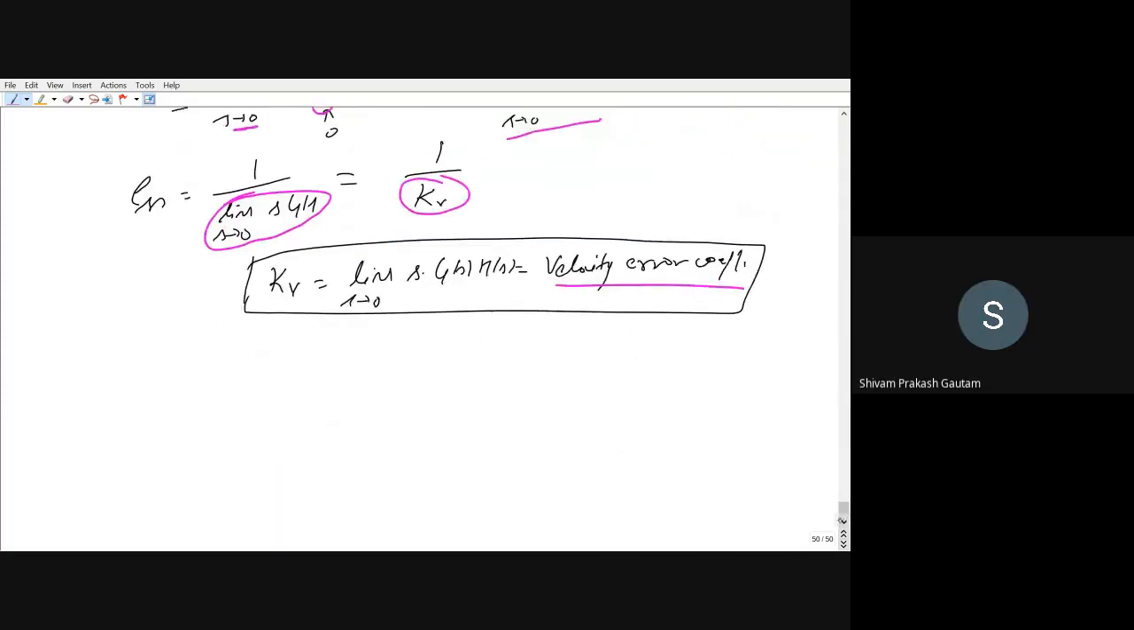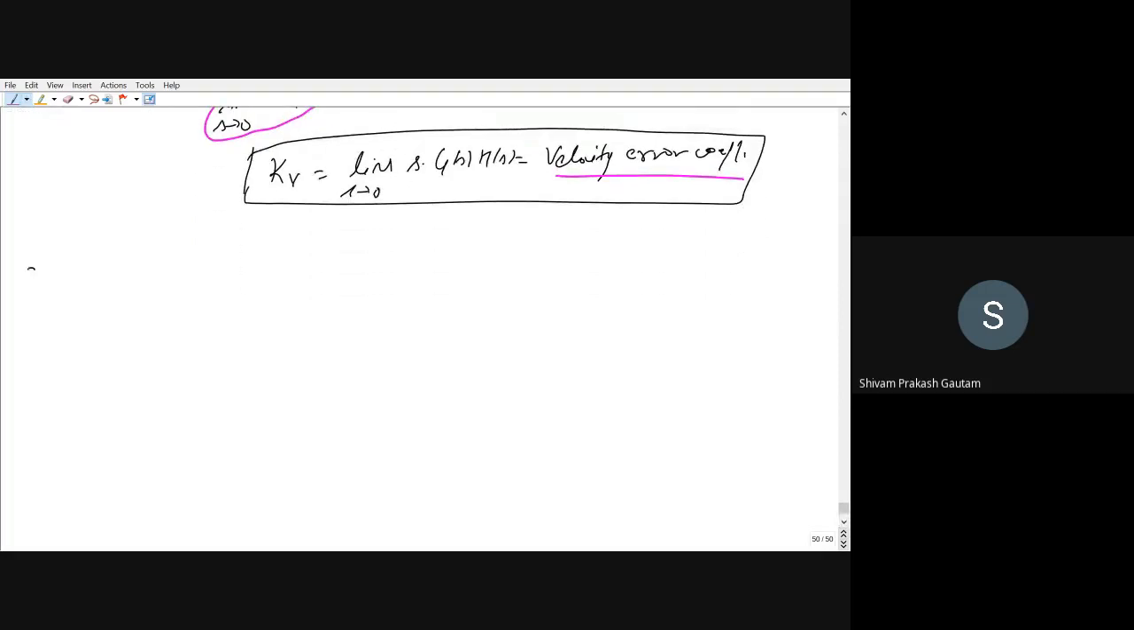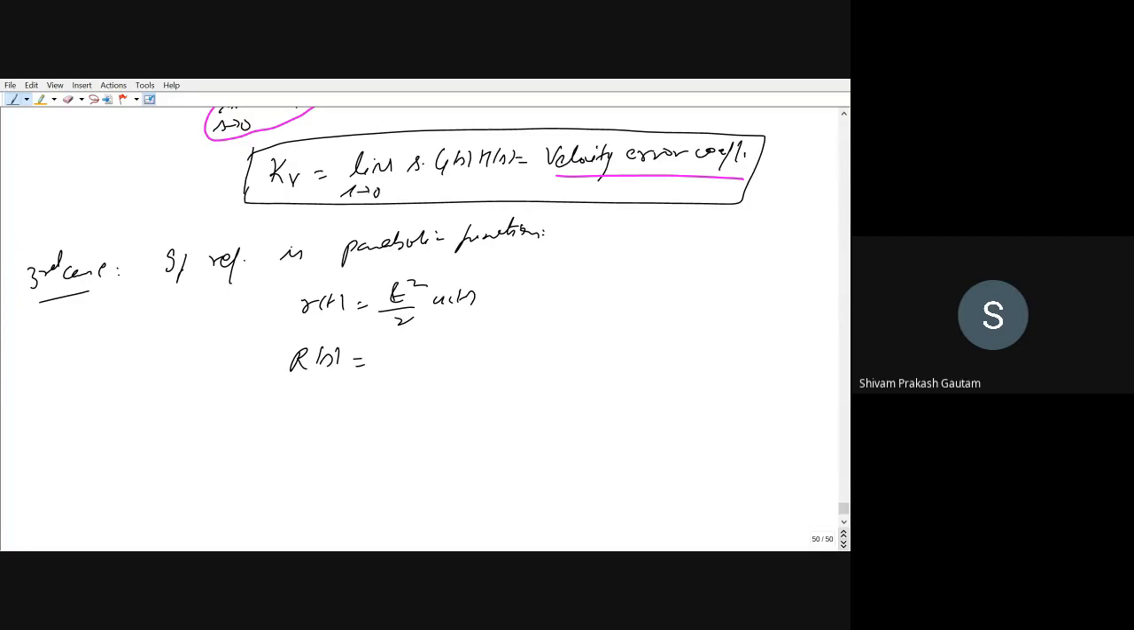Now third case we will consider. If reference is parabolic function, that is R(t) will be equal to t square by 2 u(t). What is the Laplace transform of parabolic function? One by S cube. 1 by S cube, right?